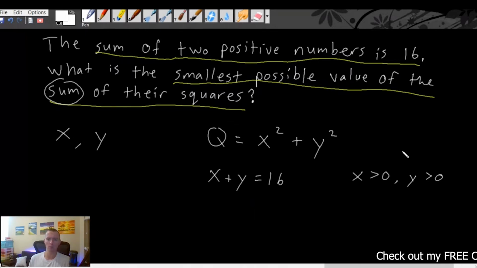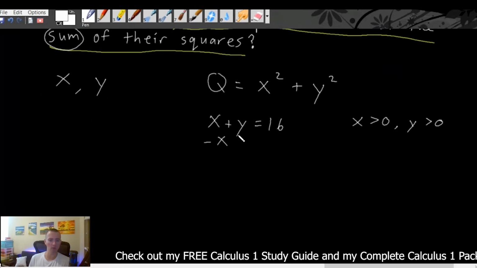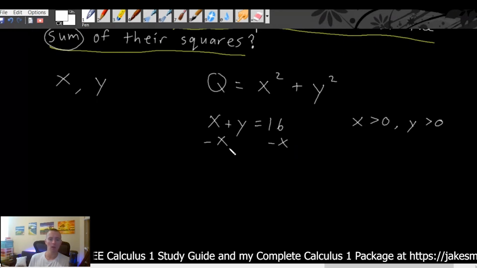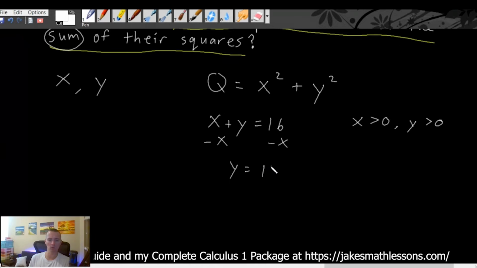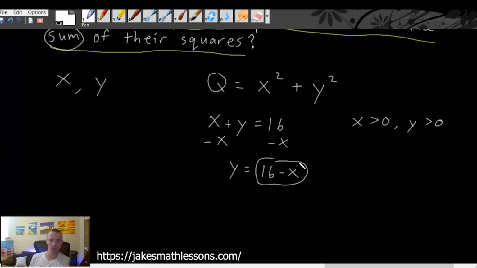Then we want to take our restriction equation and solve it for either x or y. Let's just go ahead and solve for y. It's really not going to matter which one we solve for, but we can just pick y. We subtract x from both sides and get y equals 16 minus x. Once we've solved our restriction equation for one of our variables, we take this and plug it into our optimization equation for the variable we just solved for.